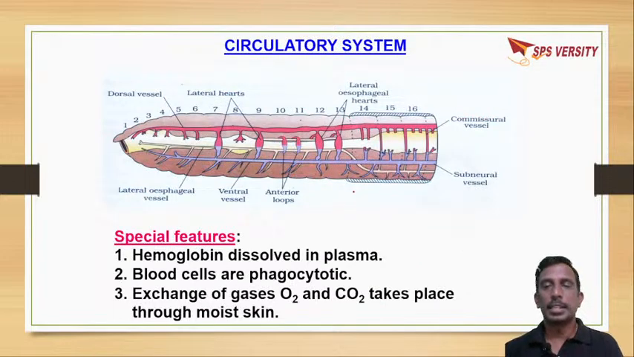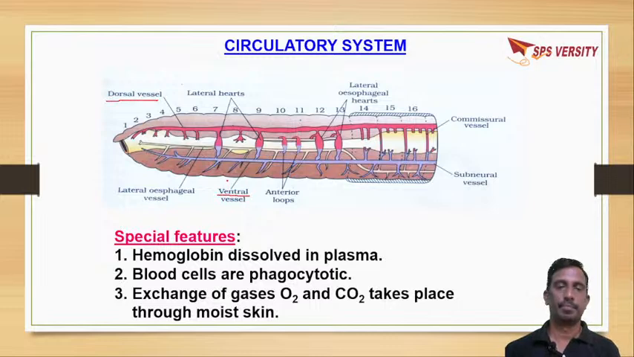Here you can see the circulatory system. This is the dorsal blood vessel. This is the ventral blood vessel. And you can see the lateral hearts at the 7th and 9th segment, a pair of each. And the lateral esophageal hearts, a pair in each segment, 12th and 13th, which will connect the dorsal blood vessel and ventral blood vessel. So there are 4 pairs of hearts, 2 pairs of lateral and 2 pairs of lateral esophageal hearts.